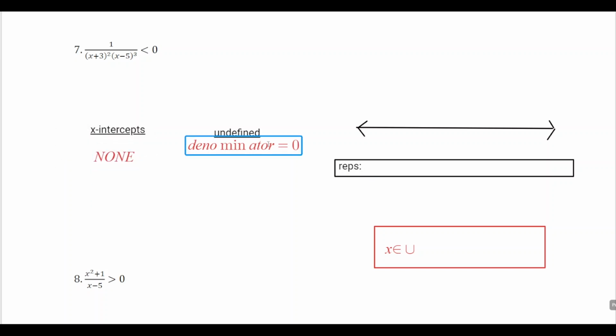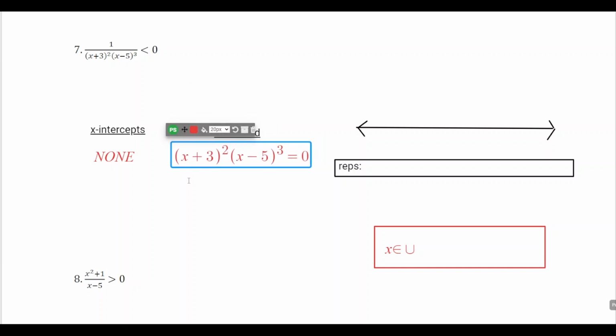Okay, and there are, looks like, 2 locations where it's going to be undefined. We have x plus 3 and x minus 5 as our factors. So we're going to get 2 x values that make the function undefined, and that's going to be at -3 and 5.